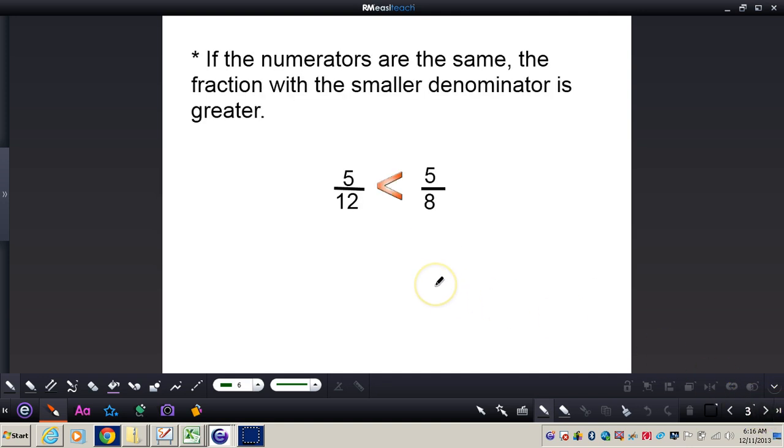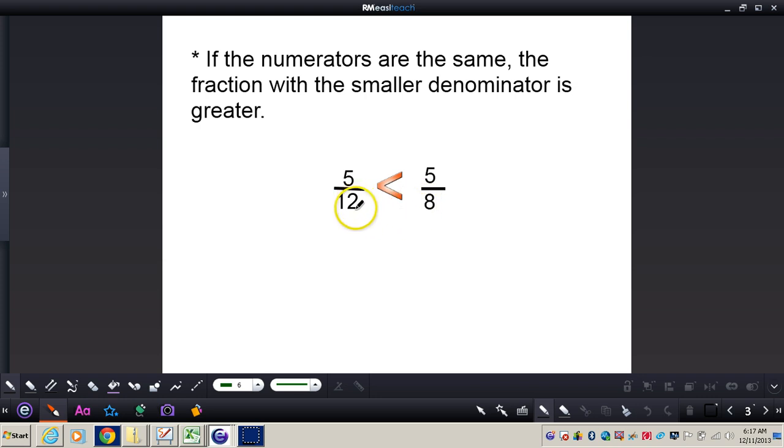Another tip: if the numerators are the same, the fraction with the smaller denominator is greater. So the numerators are the same, 5 and 5. However, we have a 12 for the denominator and an 8 for the denominator, so the fraction with the smaller denominator is greater.